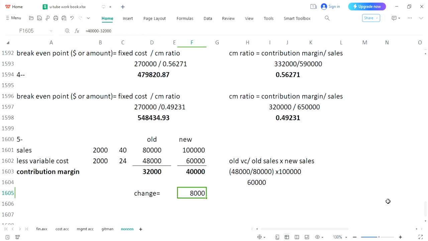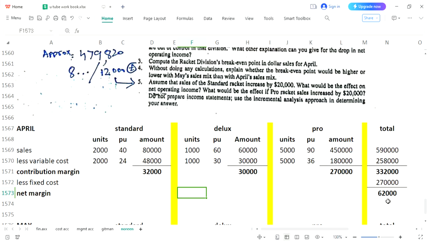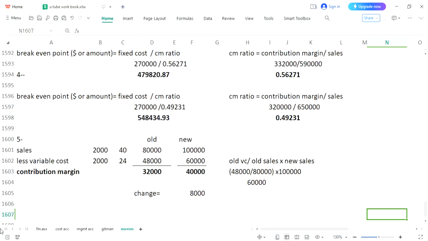I was saying 72, it's not 72. 62,000, then add 8,000 net increase. So finally you will get 70,000 if 20,000 sale has been increased for the product standard in the month of April. Answer would be what? Answer for fifth part is 8,000 would be the increase in net margin.